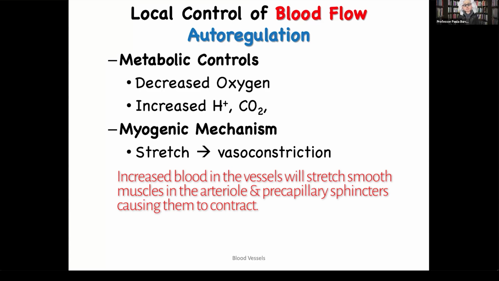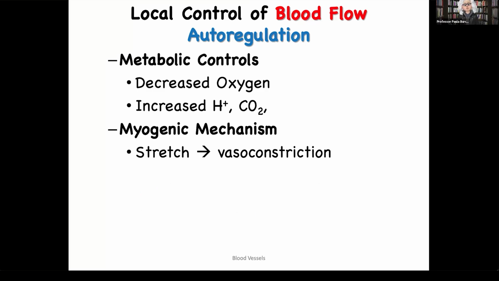Capillary blood has to have a certain flow rate in order to allow for enough time for the exchange of materials between the blood and the tissue cells. By regulating the flow rate, you ensure that the tissues are receiving what they need and that waste products are being removed.